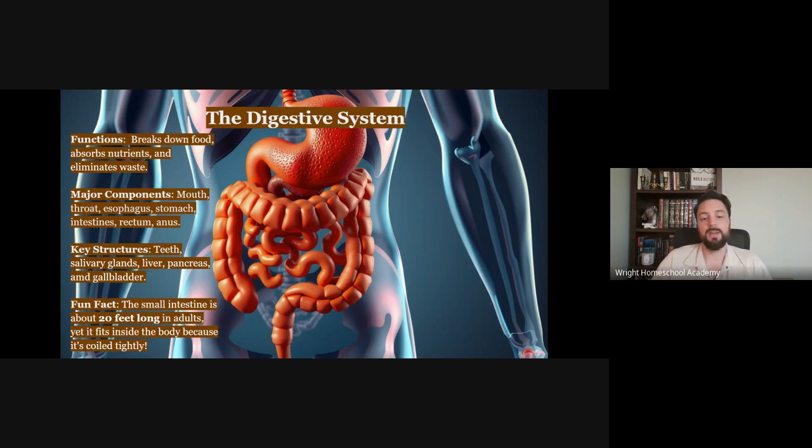So why the name? It has to do with the diameter. The small intestine has a smaller diameter. It's narrower, whereas the large intestine has a much wider diameter. It's wider.